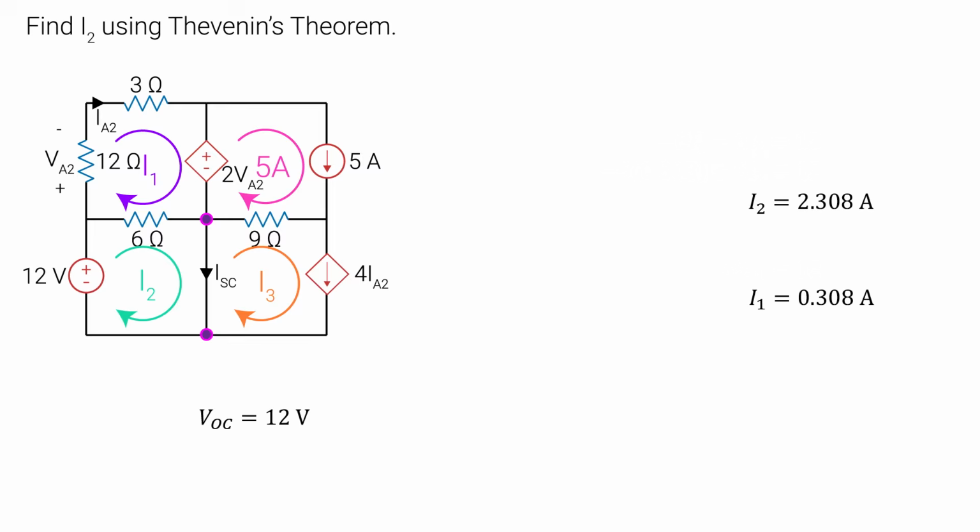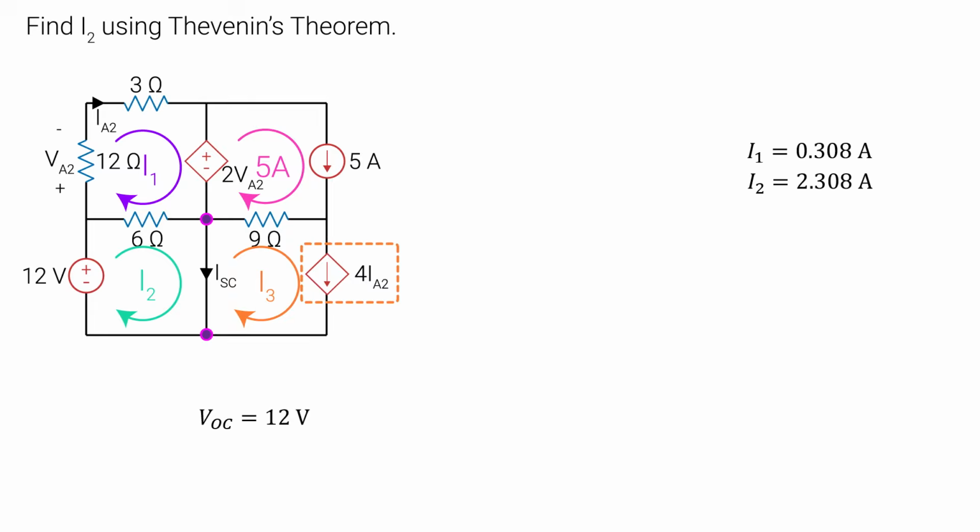We're almost there. Notice how I3 is constrained by the dependent current source. Also notice that IA2 is the same as our mesh current I1. So then we can write the value of our dependent current source like this. Now that we have both I2 and I3, we can easily figure out ISC.